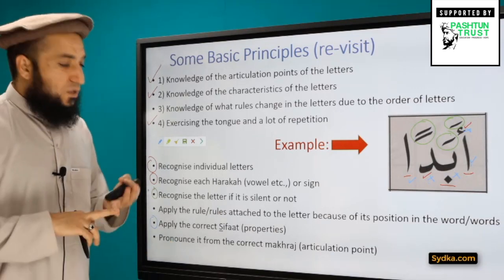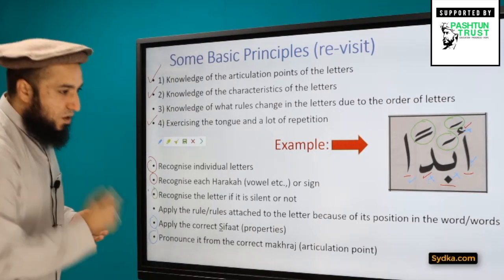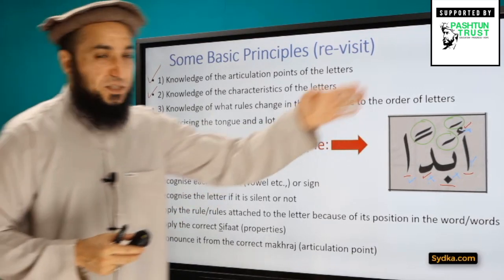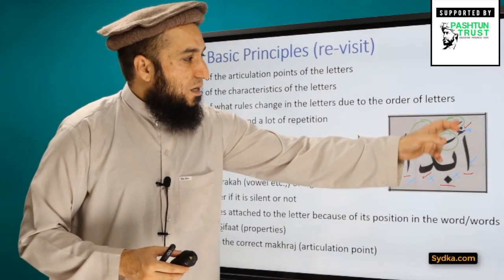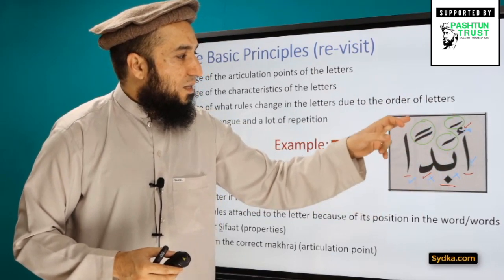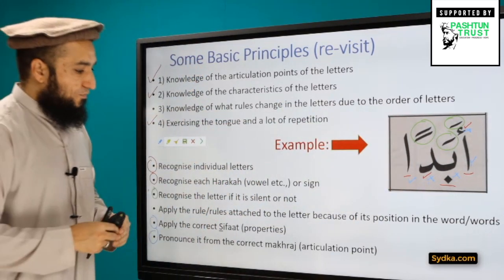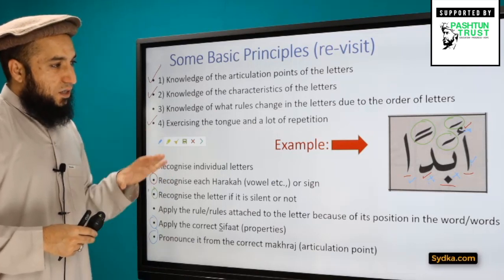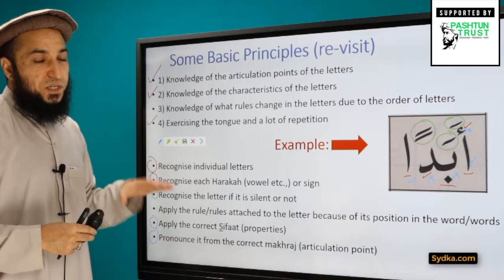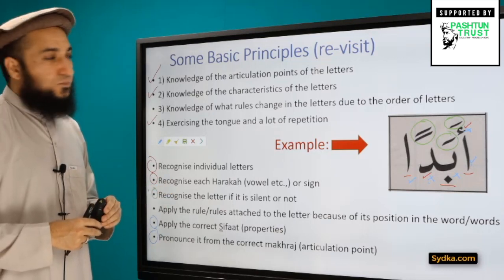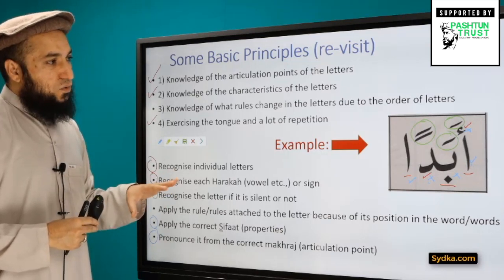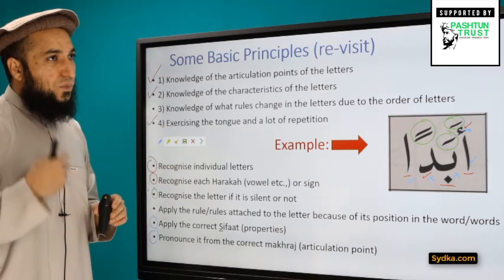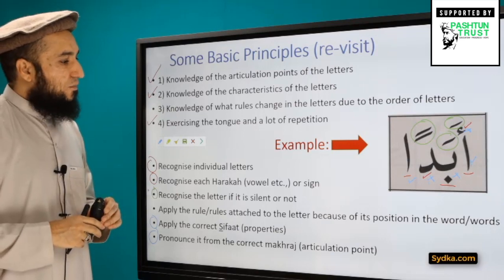The next one is pronouncing each letter from its correct makhraj, articulation point. And the other one we can add is we count how many syllables are there. For example, here is a, 1, ba, 2, then. So there are 3 syllables in this word. If we manage to implement these steps correctly, then our reading and recitation will be very easy. These are not fixed rules, you can add or subtract to it. These are just general guidelines for recitation or reading the Arabic.